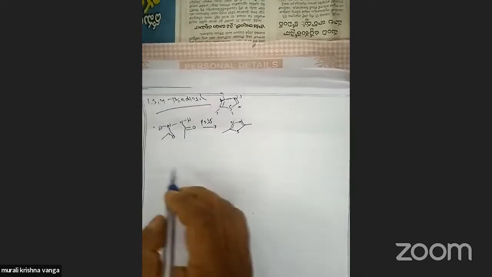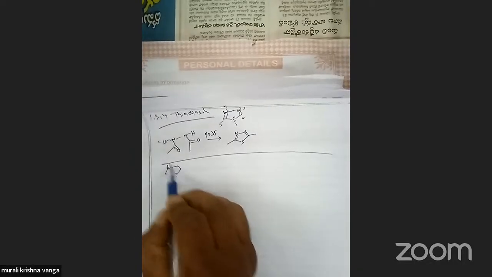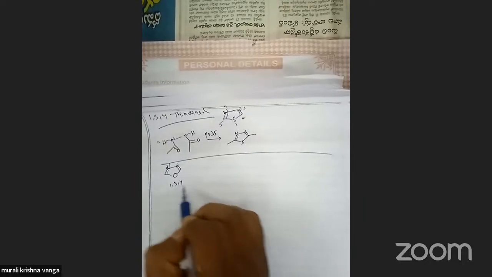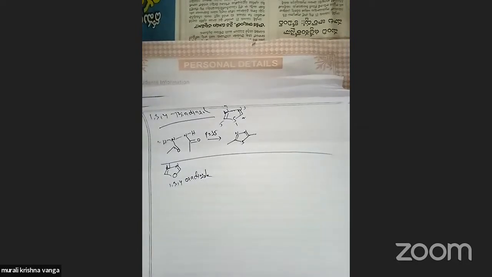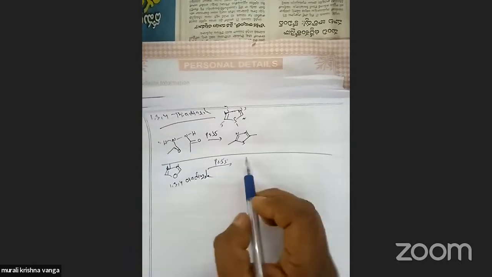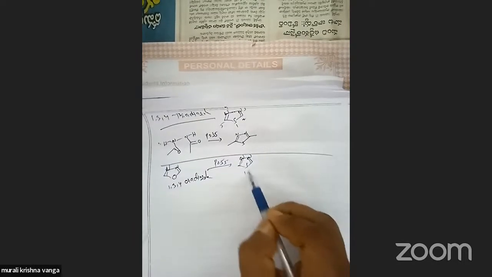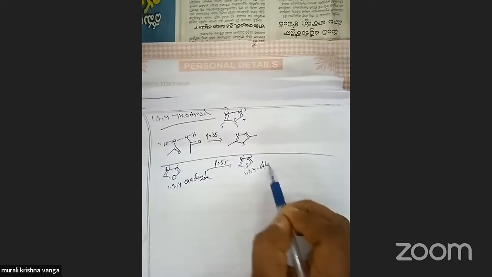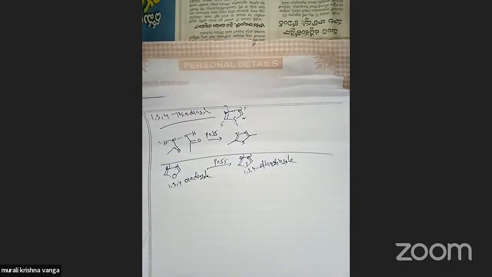Next, 1,3,4-thiazoles are obtained from 1,3,4-oxadiazoles. This is the 1,3,4-oxadiazole. When it reacts with P2S5, the oxygen is replaced by sulfur, forming the 1,3,4-thiazole as the product.